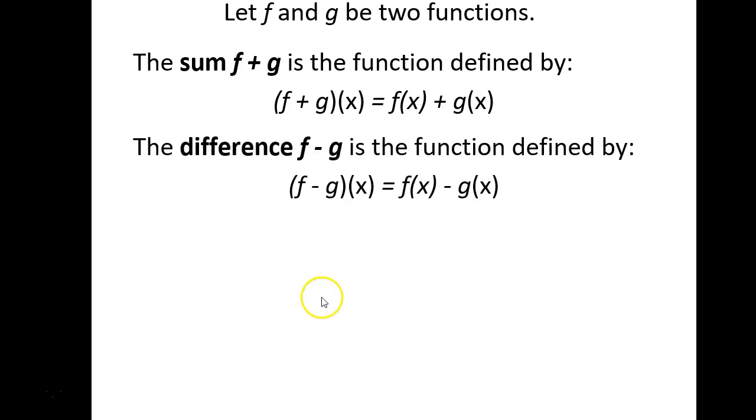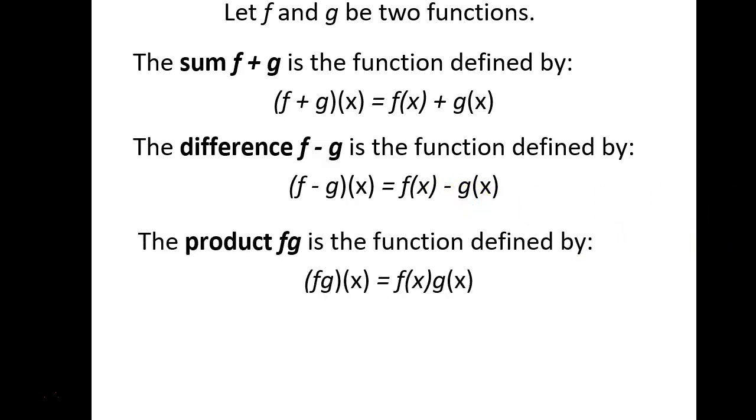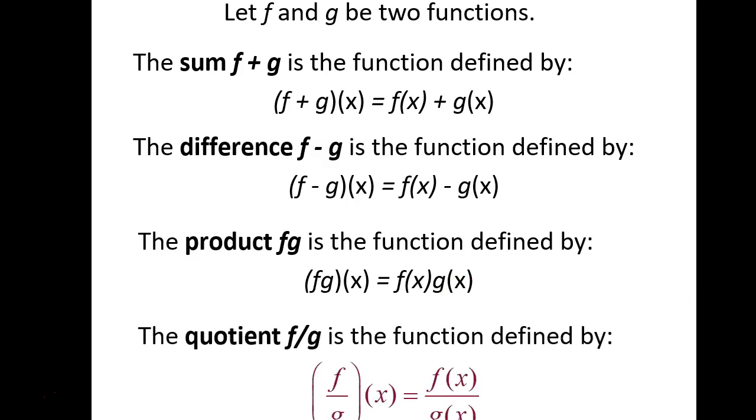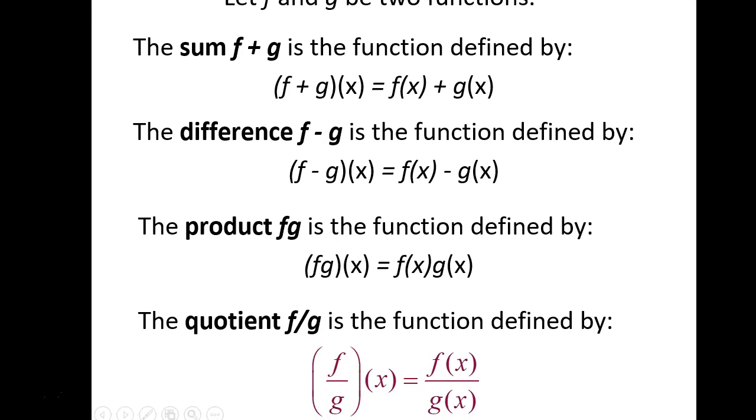The difference of the function would be f minus g of x, so that means you're going to take f of x minus g of x. Make sure you distribute the negative. The product, f times g, we would just write fg. Sometimes there's a little dot in between them, or they just might be next to each other. Fg of x means we're going to take f of x and multiply it by g of x. And then lastly is the quotient, f divided by g. The notation is f over g of x, so you're going to take f of x and divide it by g of x.